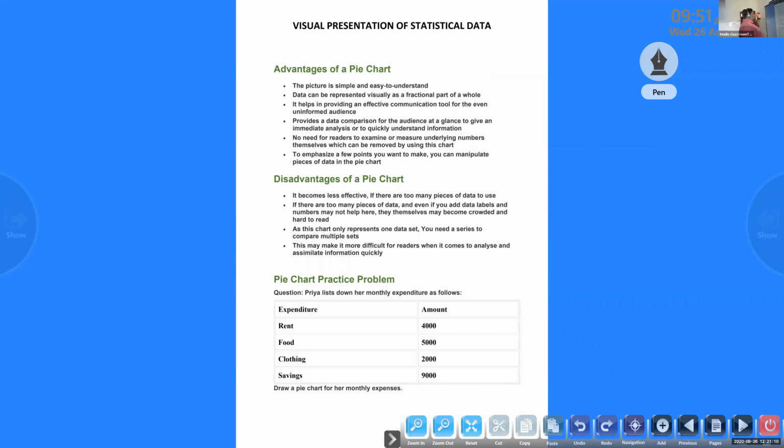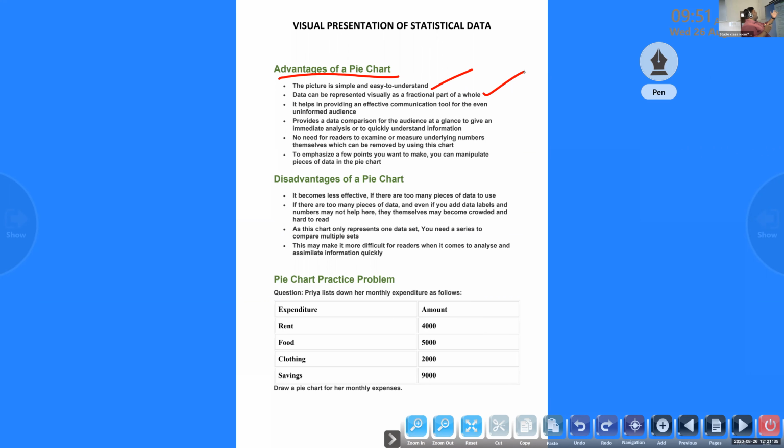Okay, so we are discussing the advantages of a pie chart. The picture is simple and easy to understand. Picture in the sense, the chart is simple and we are able to understand it easily. Data can be represented visually as a fractional part of the whole data. The whole data is converted into fractions or slices.